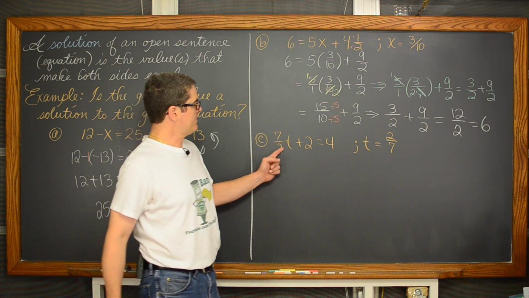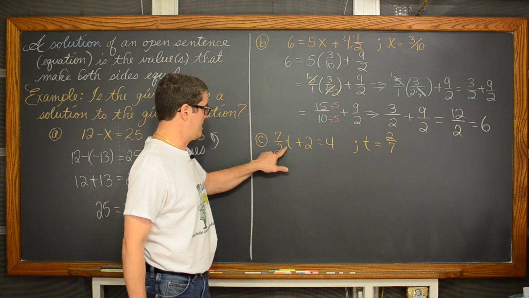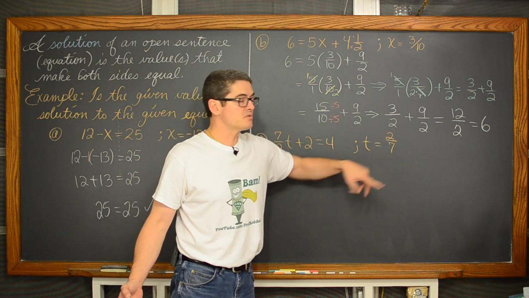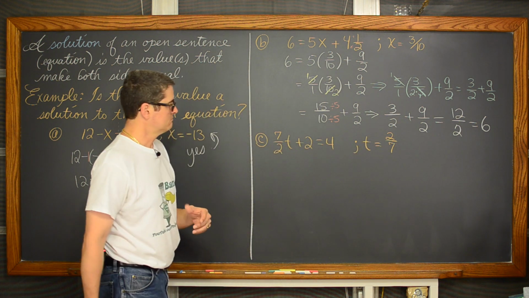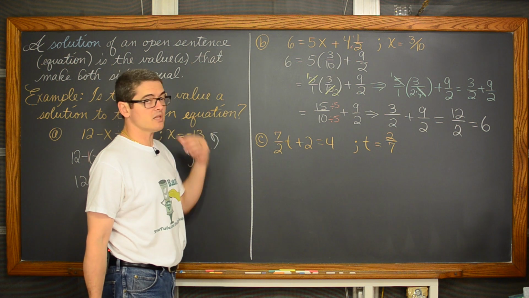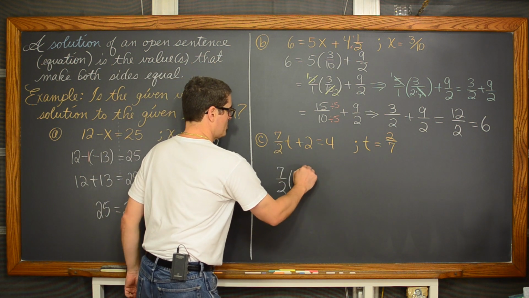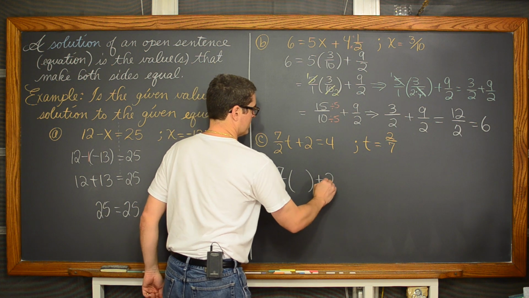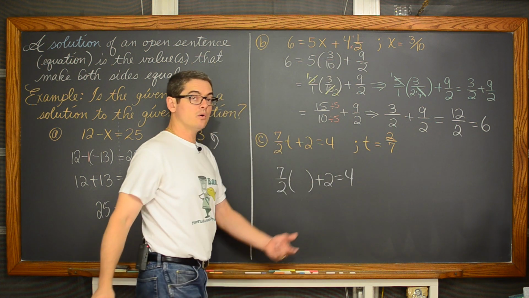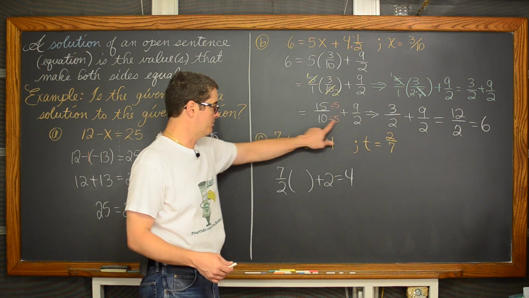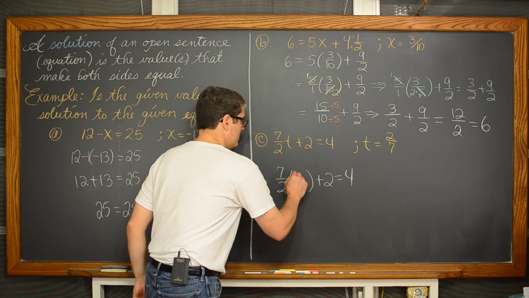Now here we've got 7 over 2t plus 2 is equal to 4, and I want to see if 2/7 is a solution. Well, same as all these other ones, we're going to write out the equation. We're going to put a set of parentheses where the variable is. We're going to go find the value that we're given to equal that variable and plug it in, just like when we were evaluating those expressions.